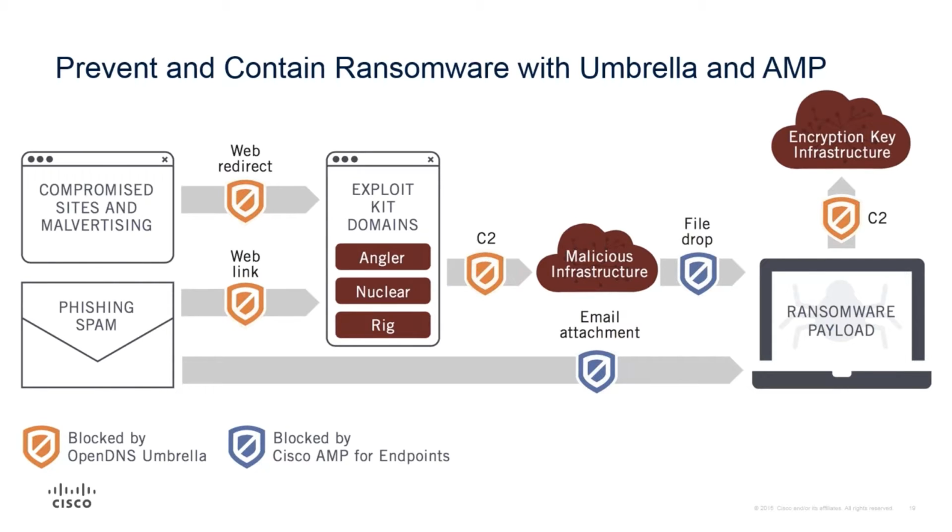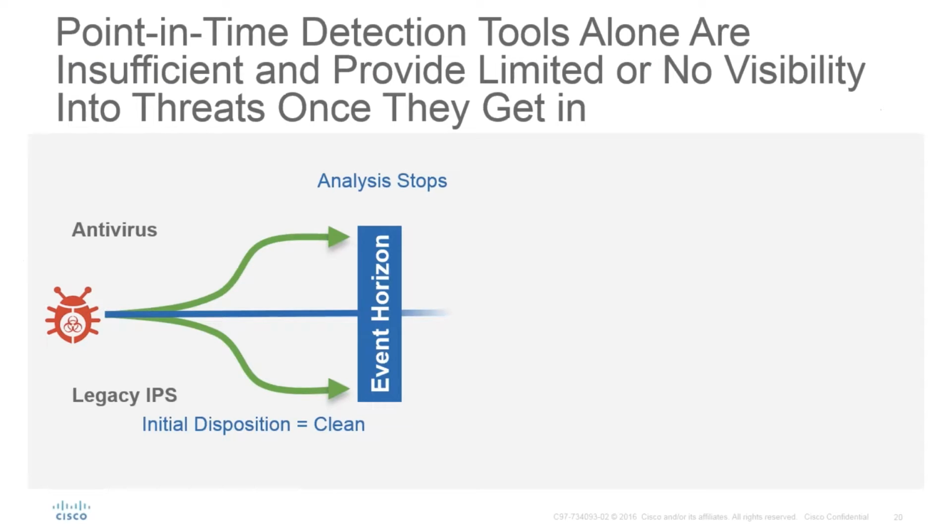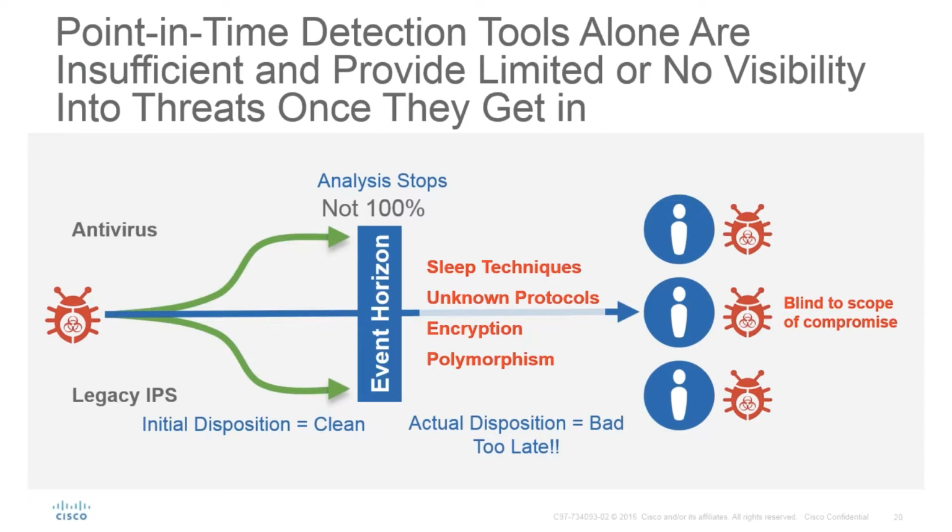Well, the traditional way of dealing with malicious files like that is with something like a point-in-time detection tool. That's what I like to call it. Point-in-time detection is any technology that evaluates a file or some traffic at a single point in time and makes a judgment at that point as to whether that file is good or bad. And if it's a bad file, it's going to block it. And if it's benign or unknown, it's going to let it through. And that's where the analysis really stops.